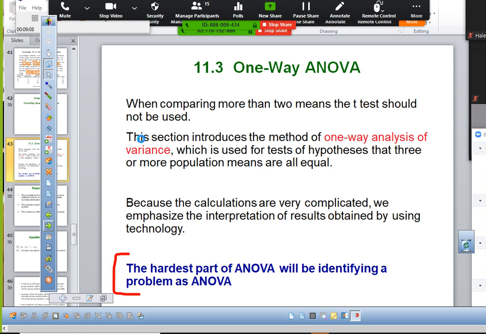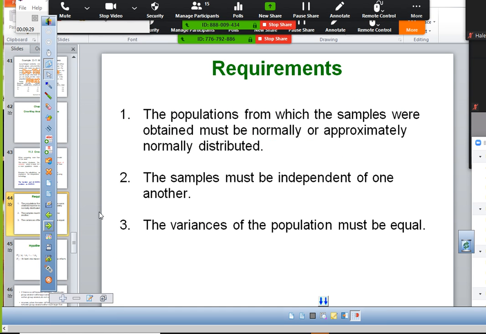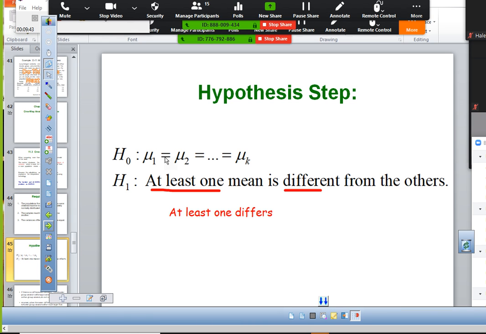Again, figuring out what kind of problem you have is going to be the best way of passing this class and getting a good grade on the final, because it's so hard to figure out which problem is which, and when you do the wrong one, you get a bunch of zeros because people were doing the wrong problem. So a couple of things to comment on with this one. The populations have to be approximately normal, samples must be independent of one another, and the variances should be all about the same.